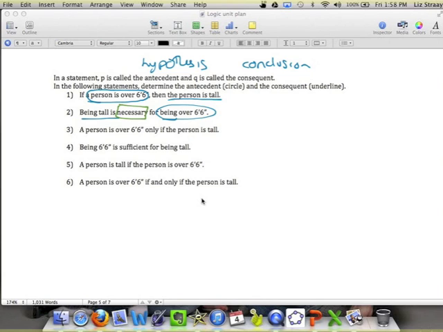So the next one, a person is over 6'6" only if the person is tall. Being over 6'6" is again the antecedent, and tall is the consequent in that one. Our keyword "only if" in the middle will maintain original order. I actually circled the if and then, the actual words in the statement. The next one, 6'6" is going to again be our antecedent, and tall is going to be our consequent. In that one we've got the keyword is sufficient, and that maintained the original order.